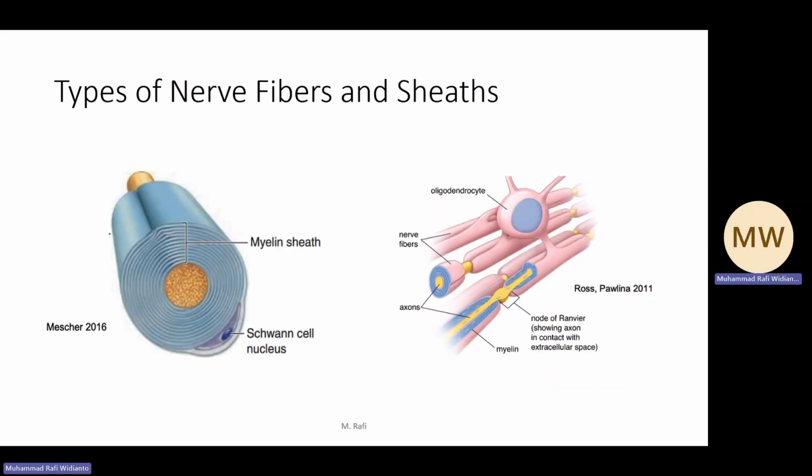And here we have two schemas of the PNS and CNS myelin sheaths. In the PNS, we can see that the Schwann cell wraps around the axon multiple times, with one axon only in one portion. And on the right, we can see the oligodendrocyte wrapping around multiple processes, multiple nerves and multiple axons, with just one cell.